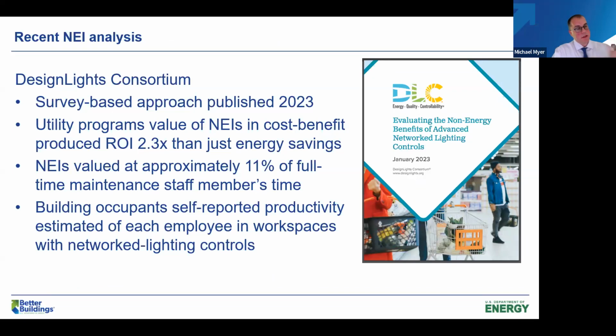So then this is another analysis. This was published in '23 at the start of the year. This is a survey-based approach. This was done by the Design Lights Consortium. They hired a third-party group who's very versed in NEI research. There, they found that utility programs value NEIs and cost benefit essentially 2.3 times. That's good. I mean, that's what we like to see. That means for every $1 you're putting in, you're getting about $2.30 back, in value. And they also found that NEI is valued at approximately 11% of full-time staff maintenance. And then they also found building occupants' self-reported productivity improved through network lighting controls.